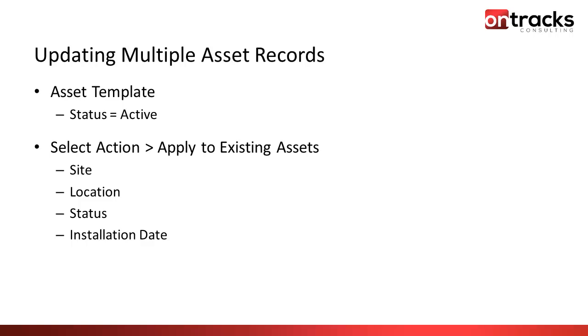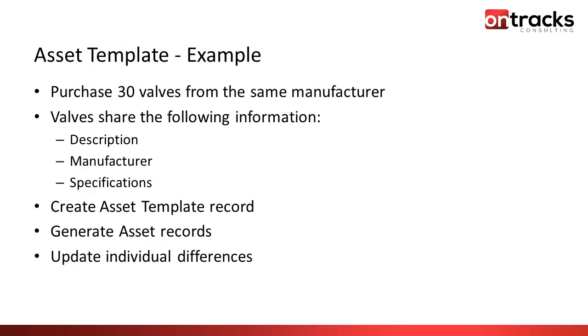Just as I mentioned when creating new assets from that template, when we're applying the asset template to existing records, we must actually select the assets that are associated to that specific site. Once an asset template has been used to generate new asset records or has been applied to existing asset records, we're also able to view the asset template usage from the template to see what asset records have been associated to that particular template.